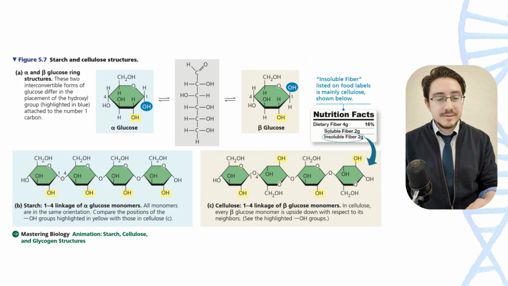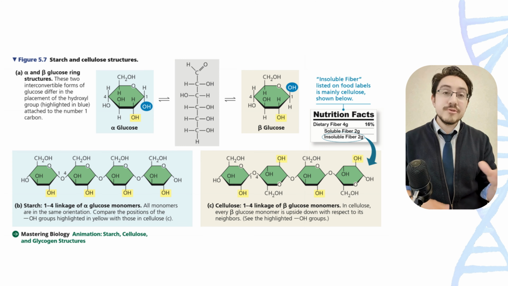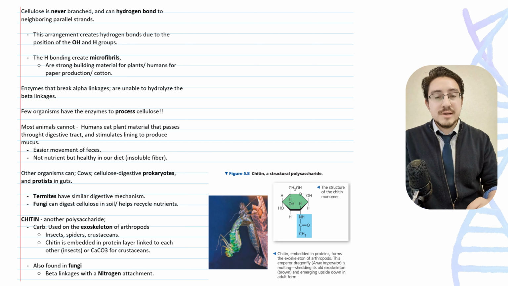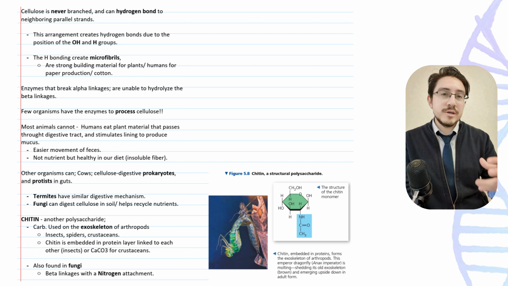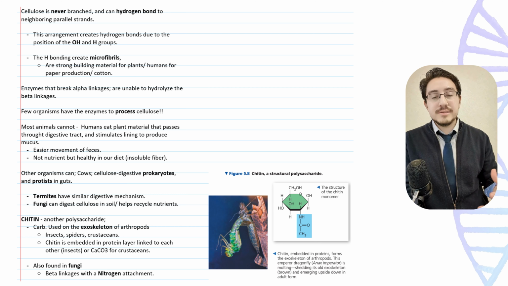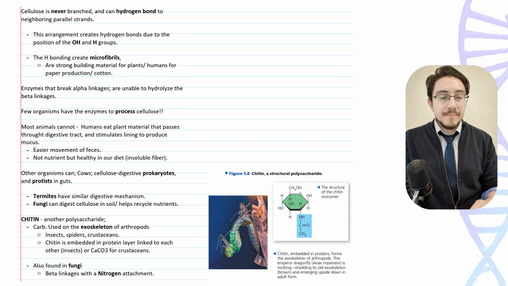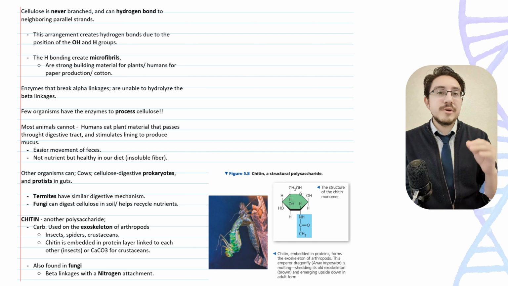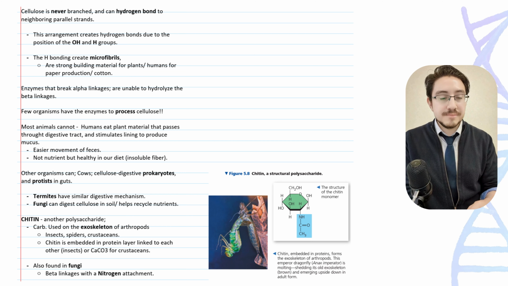Because of that, and just to go back to the notes here, you have a difference in 3D shape. Cellulose is never branched, so it's very fibrous, thus creating that hydrogen bonding. Because it creates that hydrogen bonding, it's so sturdy and strong that it creates microfibrils, and it's a strong building material for plants. Humans can use this for paper production, for cotton, and so forth. Again, what's important is the development of hydrogen bonds between parallel strands of cellulose.